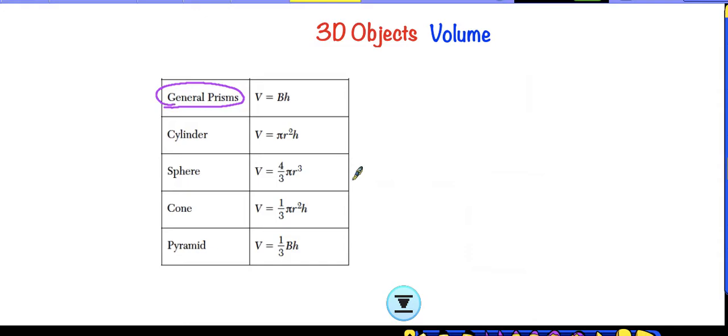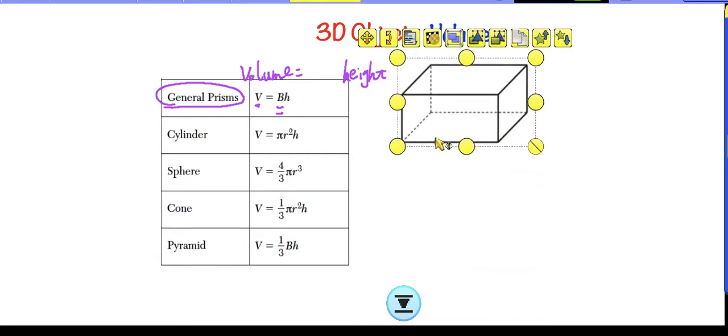There's one thing I really want to remind you about the general prism. In the general prism formula, V stands for volume, B, capital B, times H. H is easy, it is height. So the question will be, what does capital B stand for? Why is it not a lowercase b? One thing I want to remind you is that a general prism means if you have a bottom shape and a top shape with the same shape, and there is a vertical distance between them, then this is called a prism.